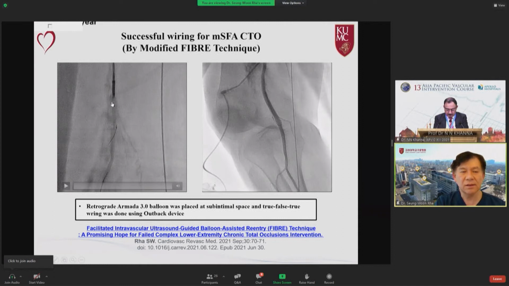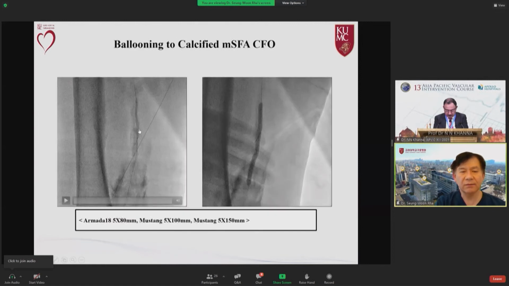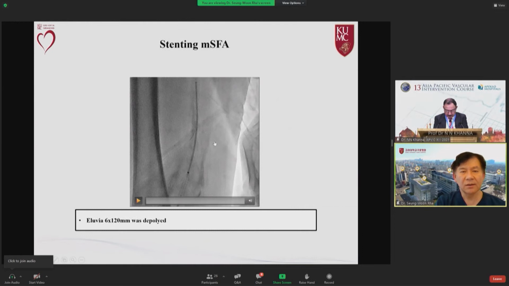So the puncture needle from the Outback catheter directly punctures the retrograde balloon, and this wire enters the inside of the balloon and is snared out. Puncture here, snare the wire inside the balloon, and the externalization was done. Due to this forceful encircling wire, we could deliver the antegrade balloon. Then balloon angioplasty was done, so the proximal stenting could be done nicely.